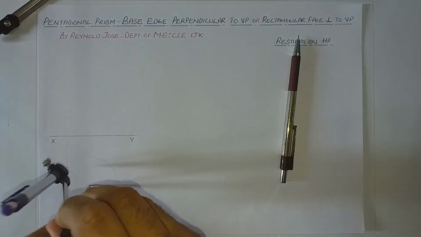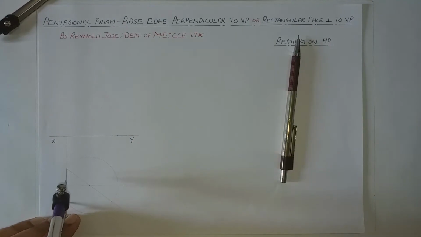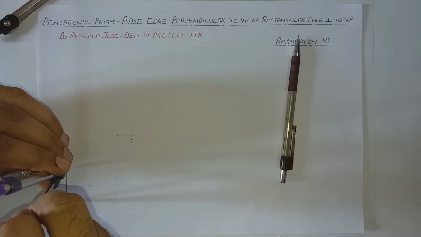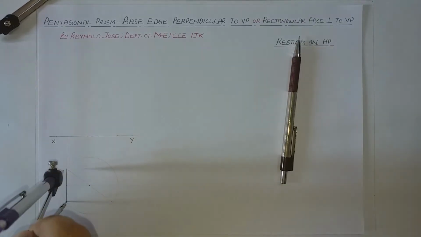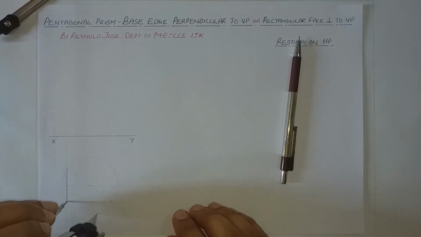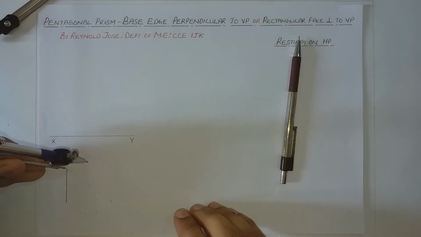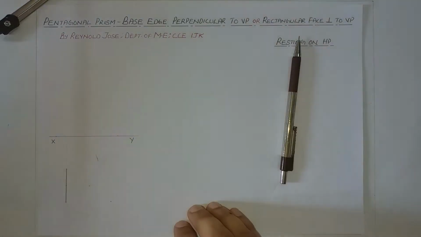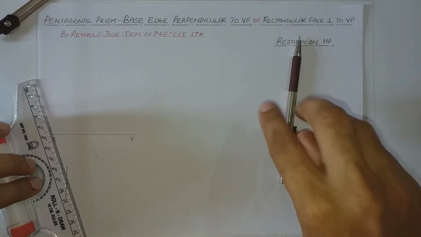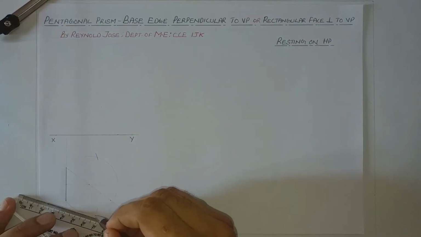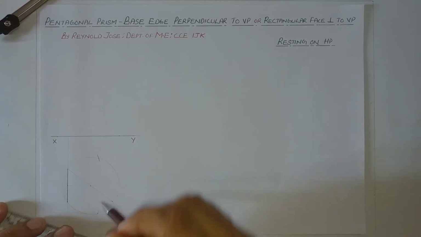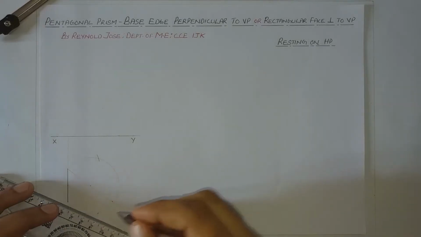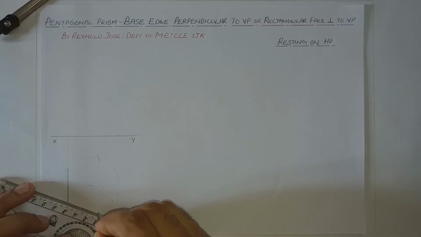Now let us take the base edge length of the prism, which is 30 mm. Again using the same compass, let us take 30 mm and cut an arc to this side and one more arc to this side. Now using your roller scale, we shall join the first line to this arc. Here we have a meeting point of the circle with this arc. So we shall join it to this particular meeting point.